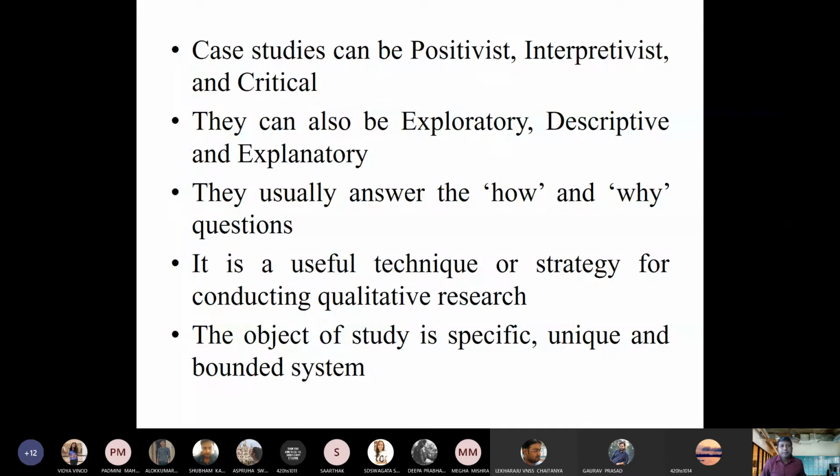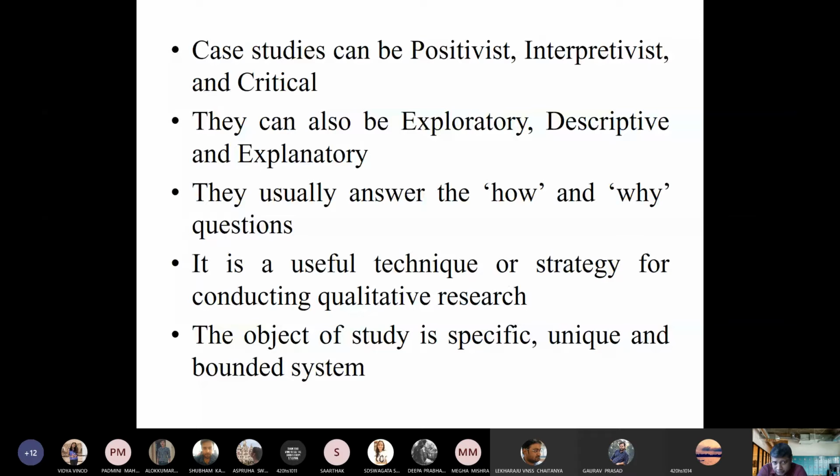Then the next is the steps involved in the case study method. There are broadly 6 steps involved in the case study method. One is to determine and define the research questions, focus on research. The first one is to determine and define the research questions.